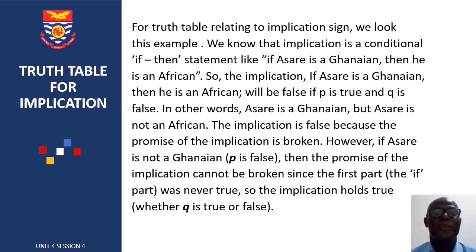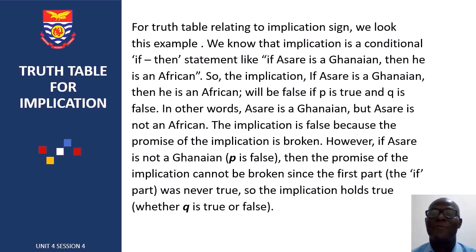Truth table for implication. Let us consider the statement: if Asare is a Ghanaian, then he is an African. By implication, "if Asare is a Ghanaian, he is an African" is true, because if Asare is a Ghanaian, then he must be an African, since Ghana is in Africa. Hence, the implication is true.